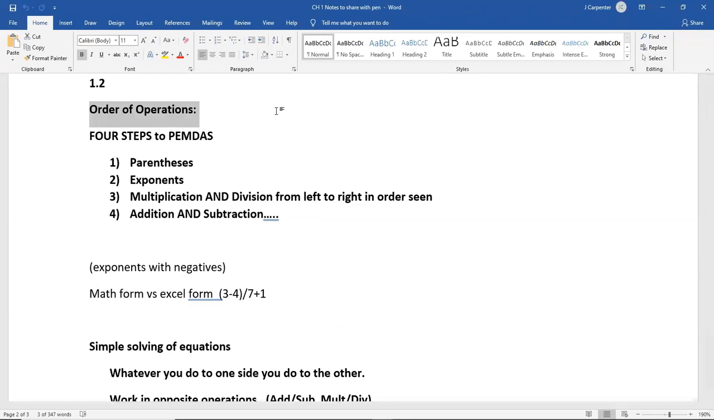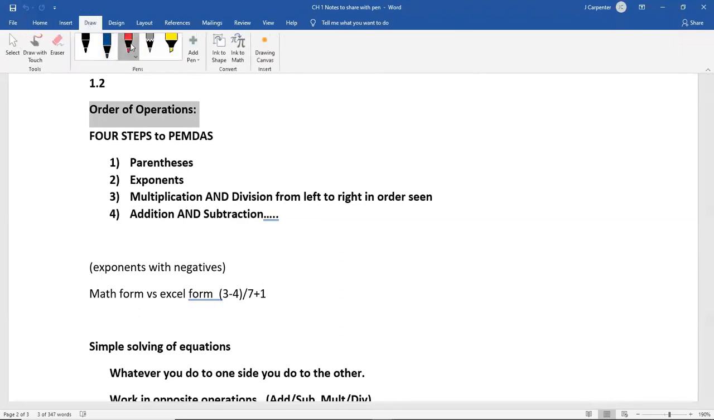There are only 4 steps to PEMDAS. There are only 4 steps to the order of operations. P, parentheses, that's your first step. E, your exponents, that's your second step. Multiplication and division together from left to right is your third step.